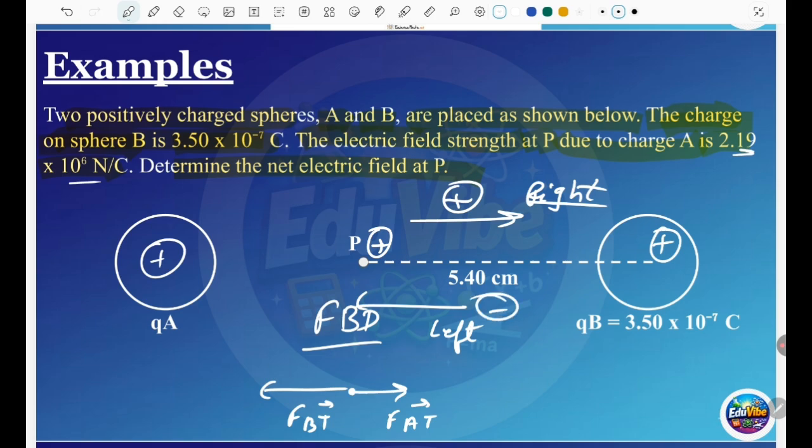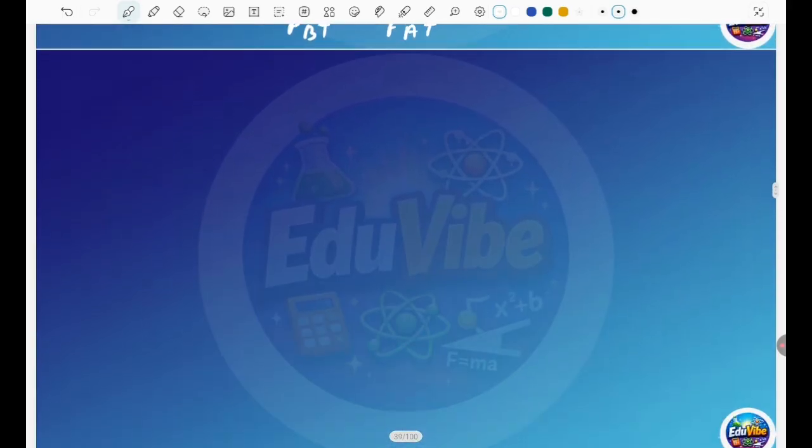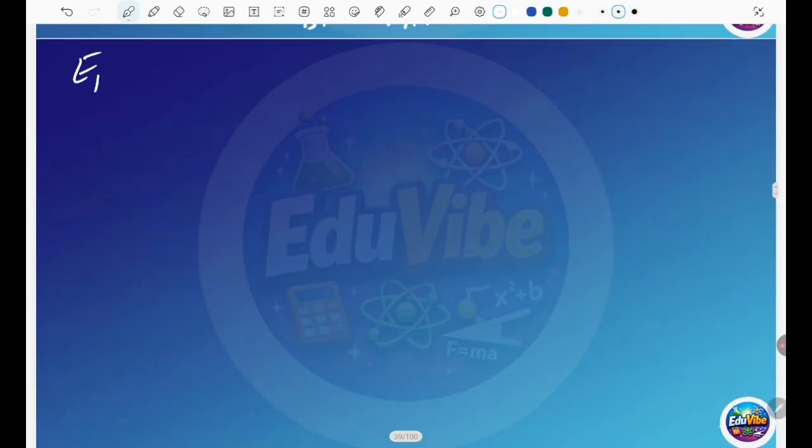Now you have to find the net electric field at P. The electric field at P due to the charge A you have, which is 2.19 times 10 to the power 6, but you want it for B. You have to find the electric field strength at P due to the charge B. To find this, we use the formula for the electric field, which is E equals k Q B divided by r squared B. This is the formula you have to know.